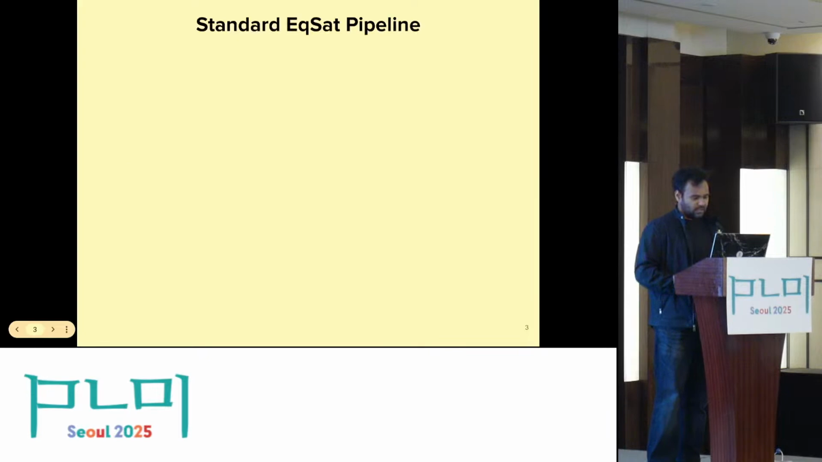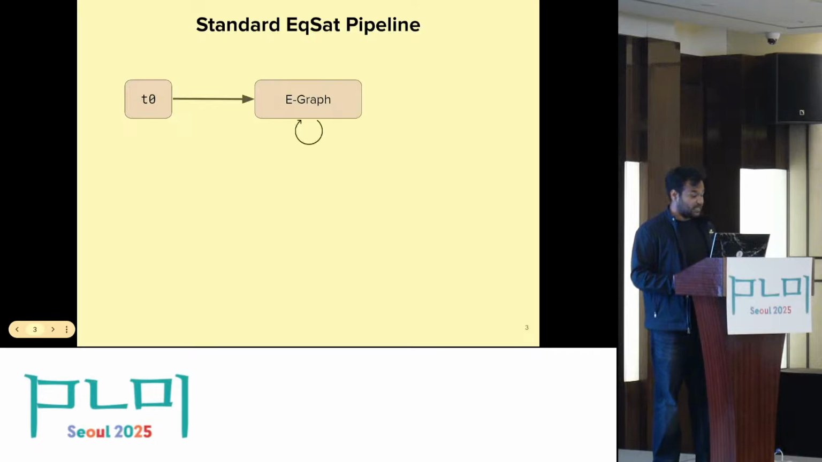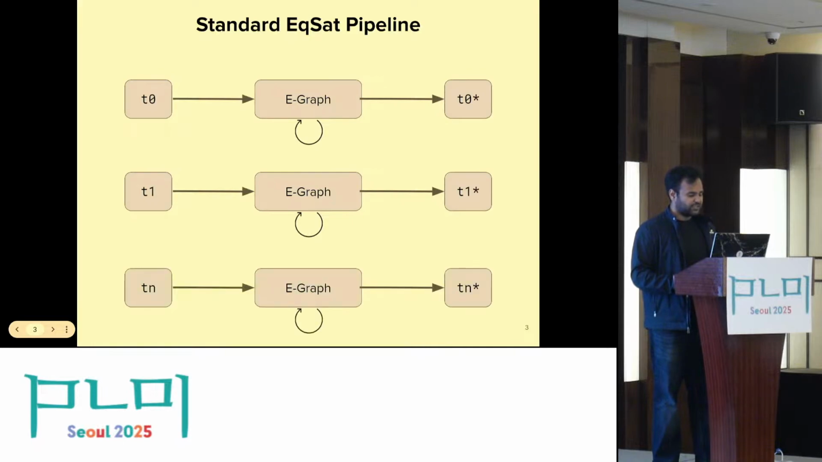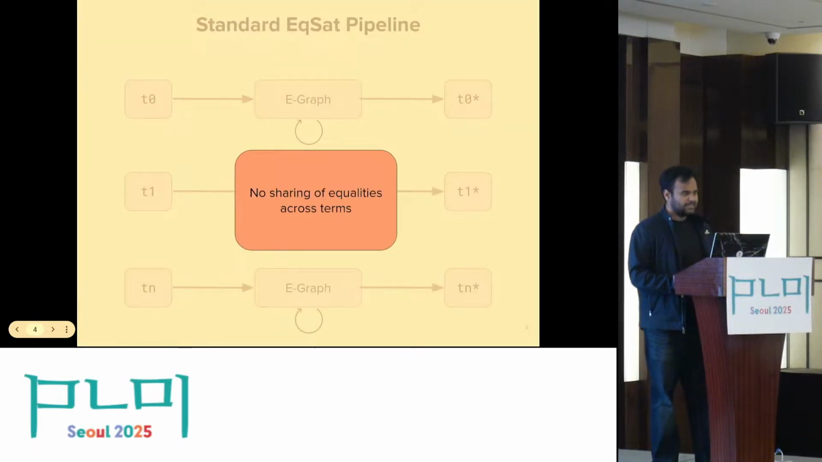Well, if you look at the way many EGSAT projects are structured, it's roughly like this. The input term is inserted into an empty eGraph, EGSAT is run, and an optimized term is extracted. And this pipeline is run afresh for every term. This means that equalities that are discovered during EGSAT for one term are not retained while optimizing the next one. They must be rediscovered. If the terms we are optimizing are similar to each other, not sharing equalities across them means we are potentially leaving a lot of performance on the table.